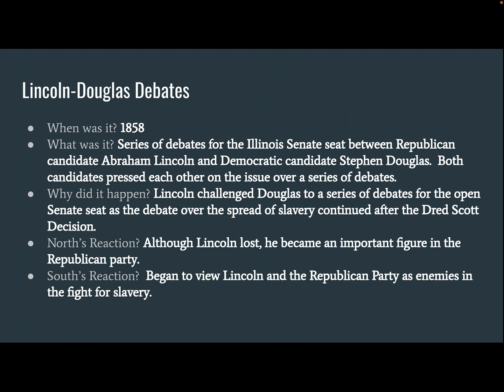Whereas Douglas is like, it doesn't matter about the Dred Scott decision, the people should be able to decide. Again, he's the writer of that Kansas-Nebraska Act where it allowed popular sovereignty in those territories. What does popular sovereignty mean again? Yeah, the people. So he's definitely a big person of the people should be able to decide whether or not it allows it.